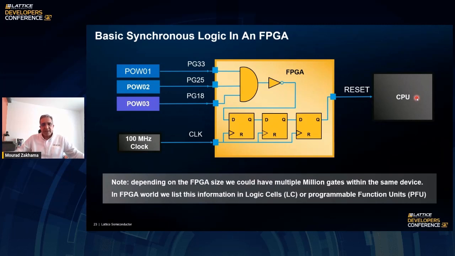So all this logic takes 3 logic cells to implement. And the device that we're going to talk about later on will have 5,000 logic cells in it. So you can imagine the amount of logic that is available in the smallest device.